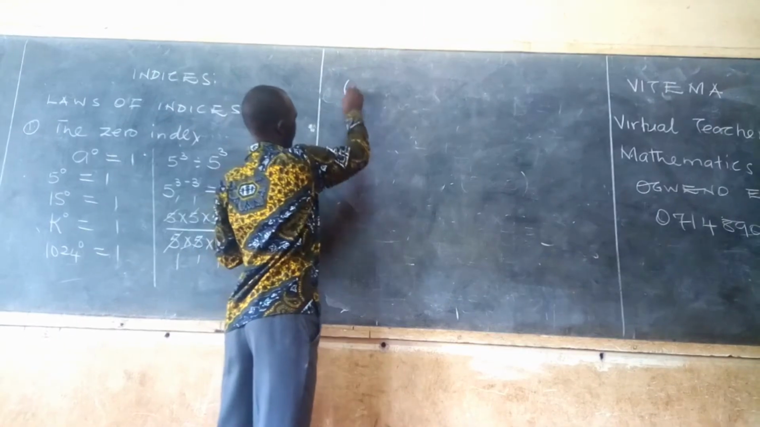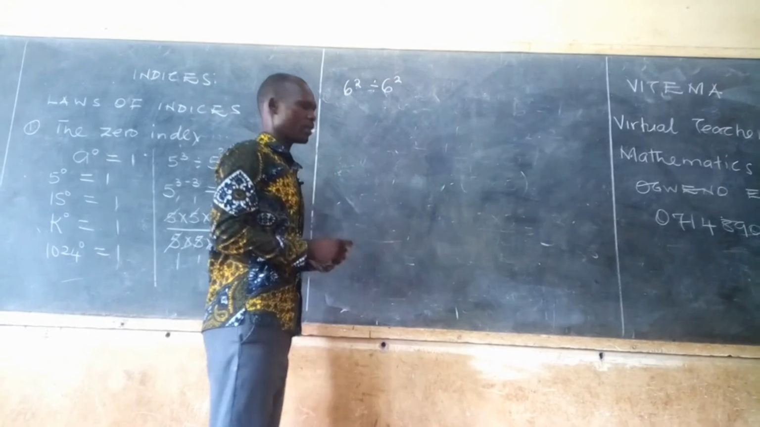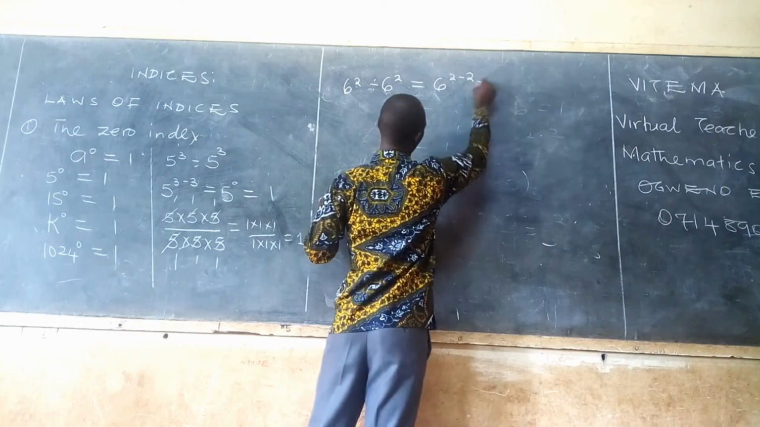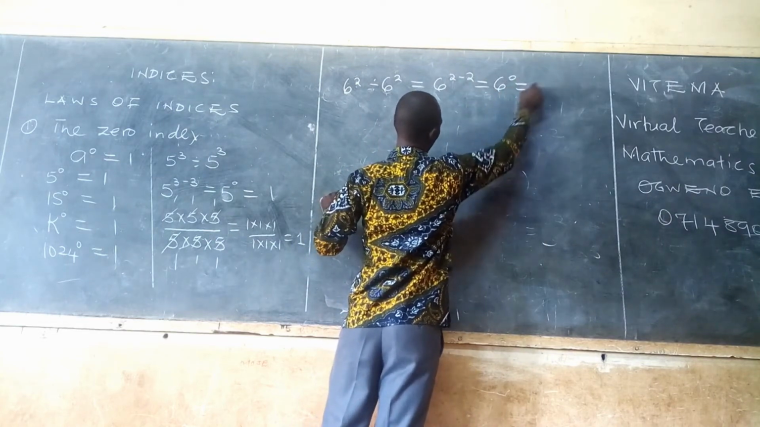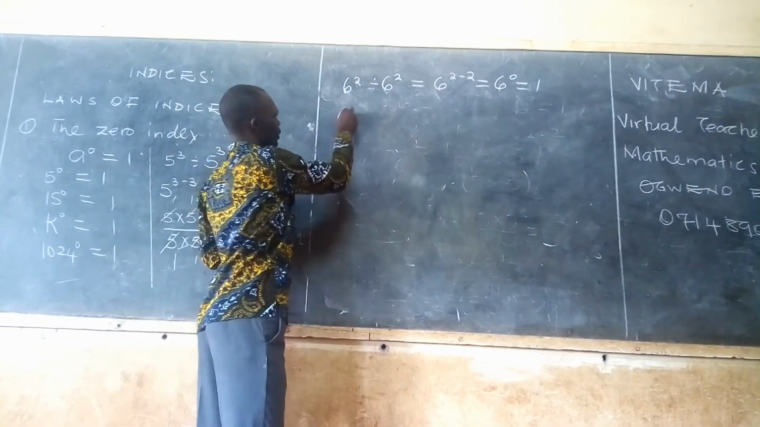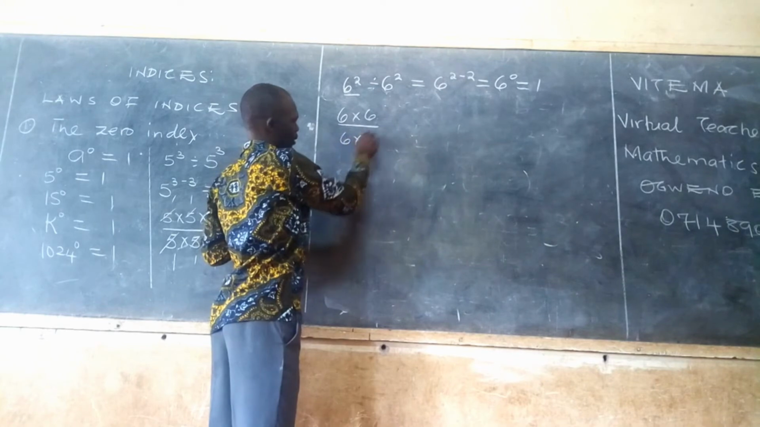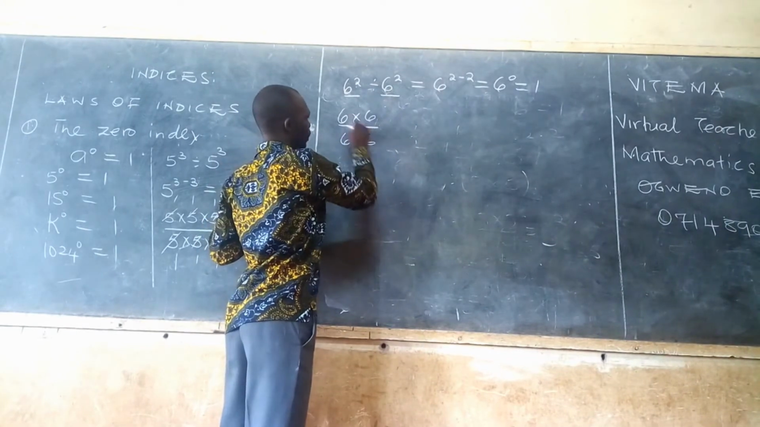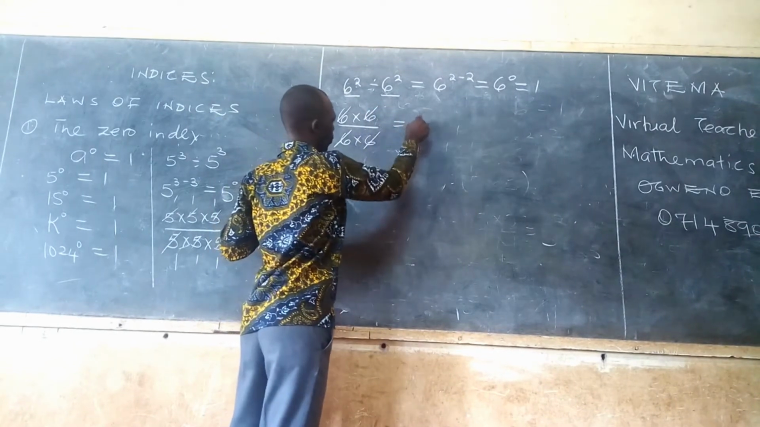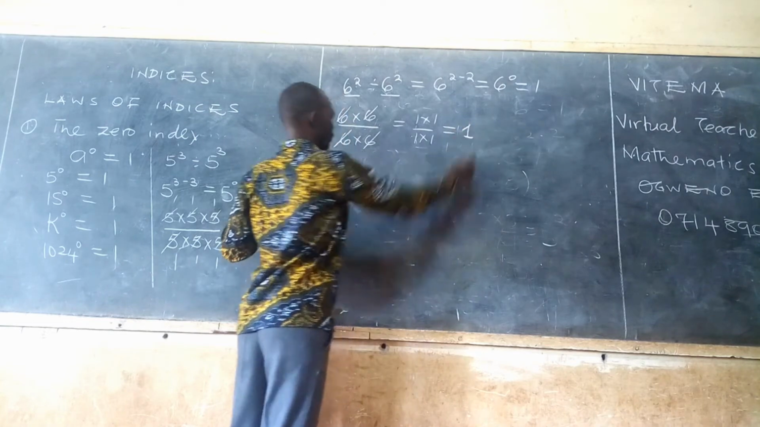Another example could be 6 squared divided by 6 squared. According to law number 2, it's going to be 6 to the power 2 minus 2, which is 6 to the power 0. I am saying this is 1. How come? 6 by 6 for the first one, 6 by 6 for the second one. The first will cancel the second, 1 each, 1 times 1 over 1 times 1, the answer is 1.